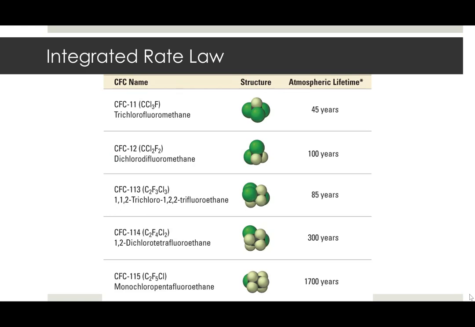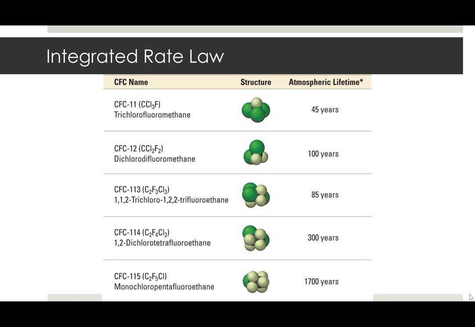So here we see some CFCs. CFCs are a well-known pollutant in our atmosphere. When we're looking at these CFCs and how long they last in the atmosphere, we could say, okay, I've put 0.5 molar concentration into the atmosphere. It breaks down at a rate of ABC. But that doesn't really tell us a whole lot.